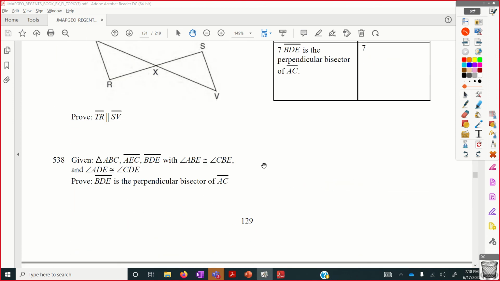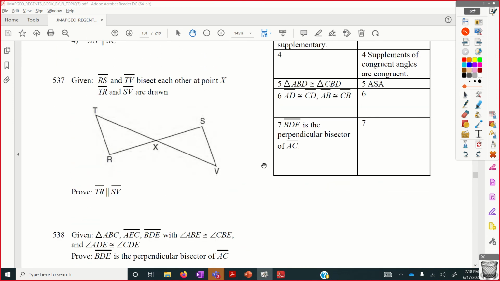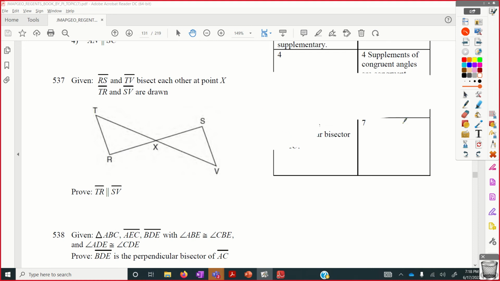All right. Let's go with this one, 537. Right here. It's an easy one. I'm just going to fill in the T-chart right over here. And I'm going to eat up some of this room.